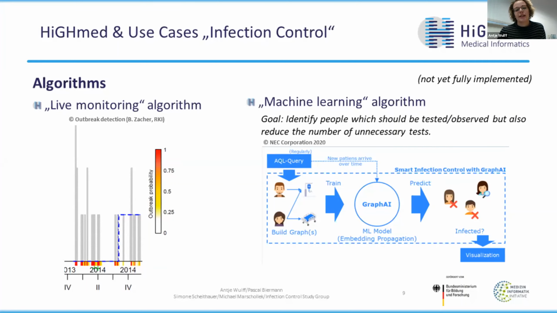On the right side, you see the machine learning component, and we decided to start with searching for people who should be tested but haven't been tested yet, and also to be able to reduce the number of unnecessary tests. Therefore, the colleagues from the NEC laboratories in Heidelberg, Germany, designed a Python algorithm for that. However, these two algorithms are not yet fully implemented in this mix, but I think they will be in the beginning of the next year.